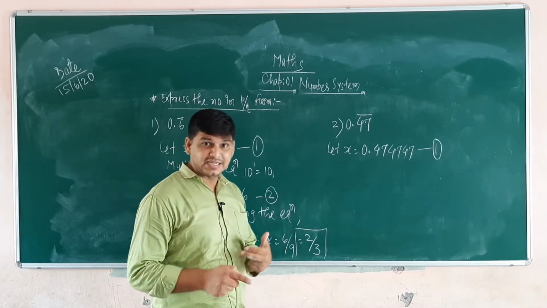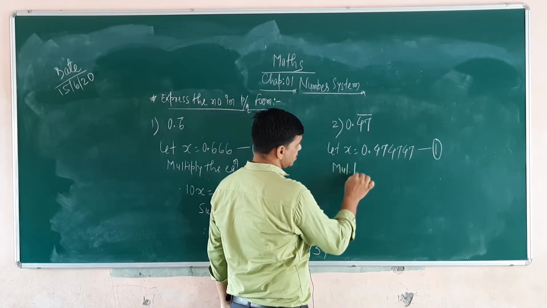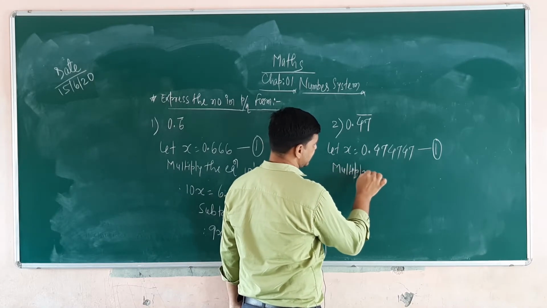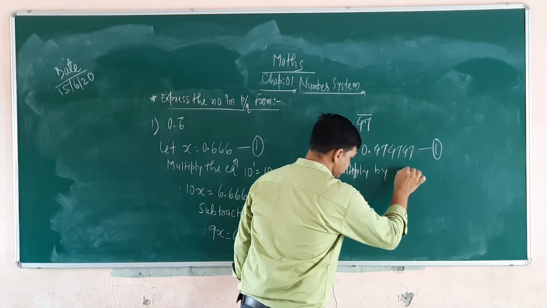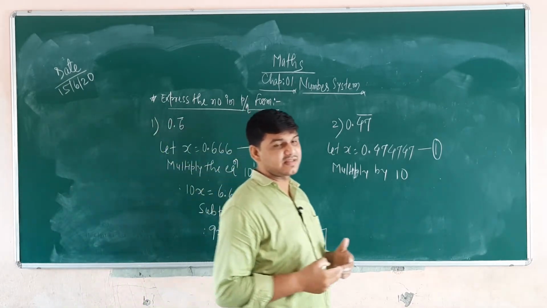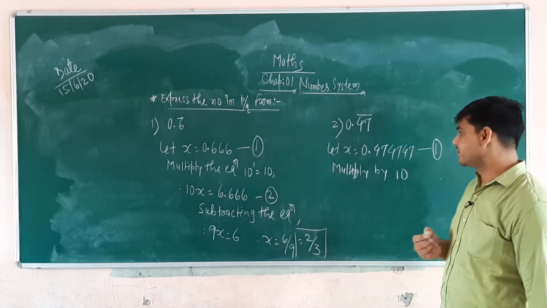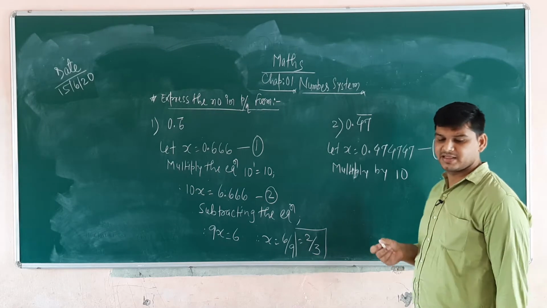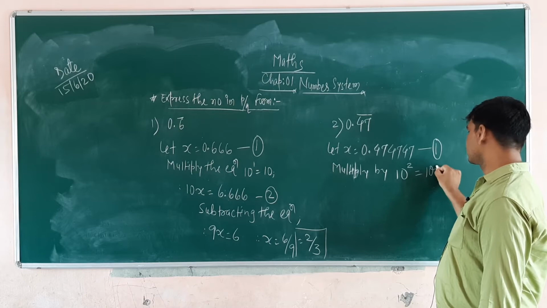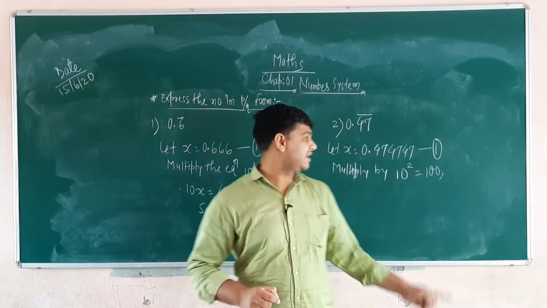Now next step, that is multiply with the base of 10. Multiply equation 1 by 10 raised to. Now that is the base of 10, but what is the power? The power is the number of repeating digits, because 4 and 7, that should be 2. So multiply with 10 raised to 2, that becomes 100. 10 raised to 2 is what? That is 100.